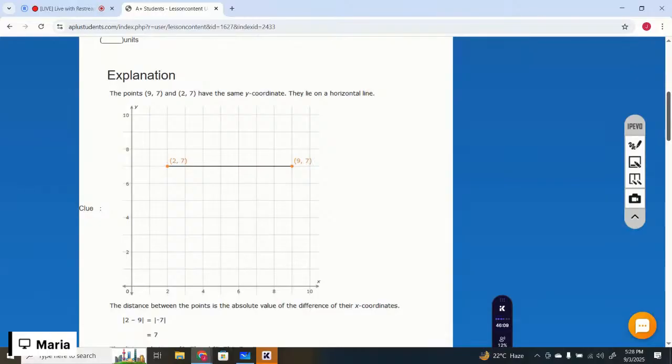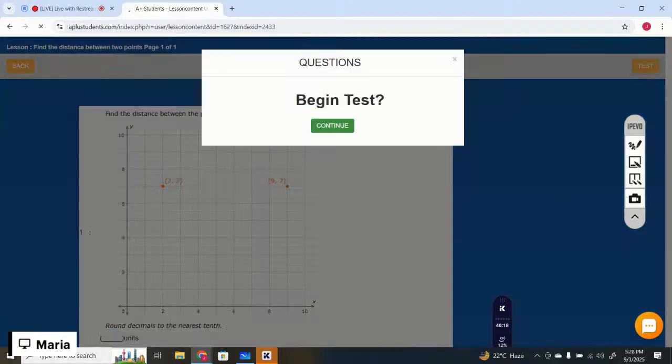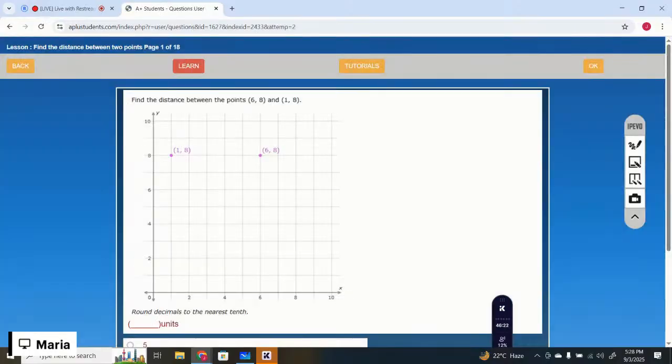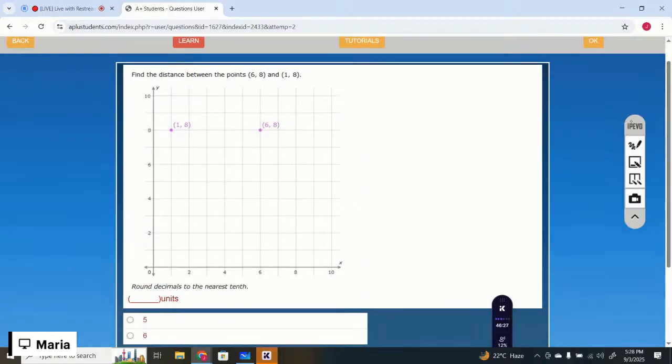So that is 9 minus 2. Just subtract the coordinates that are different. 9 minus 2 is 7. So the distance between the 2 points is 7 units. Okay, find the distance between the 2 points 6, 8 and 1, 8. Just look at their y components, right? They have the same y component because that is a straight line. Now look at the x.